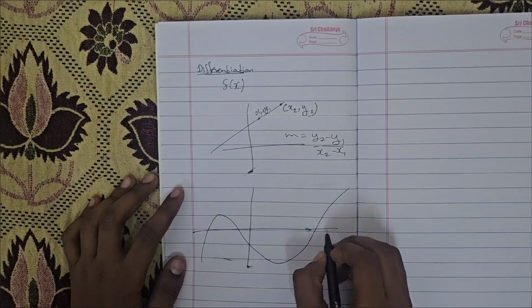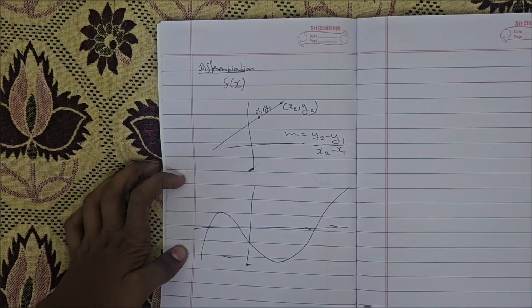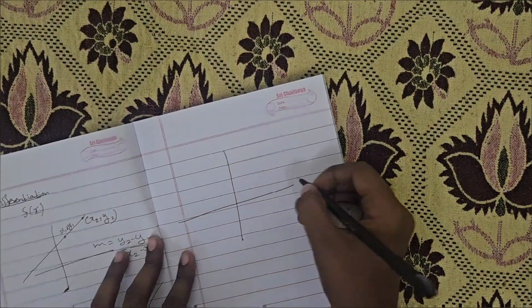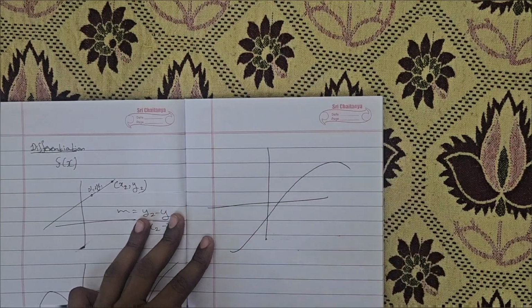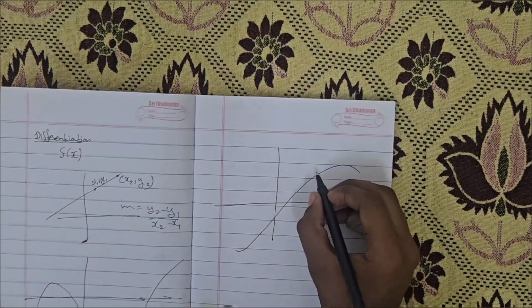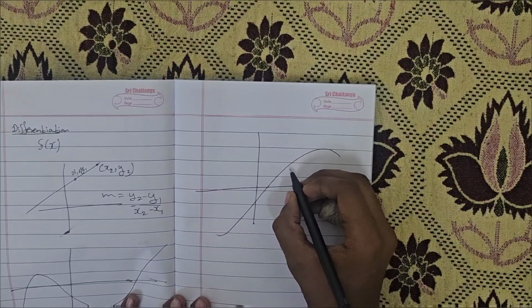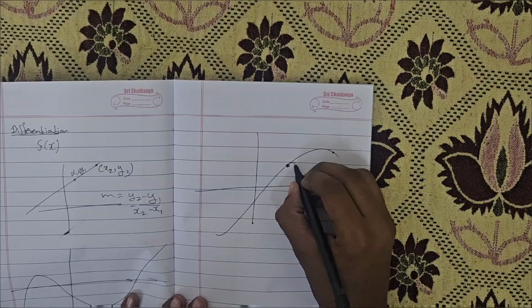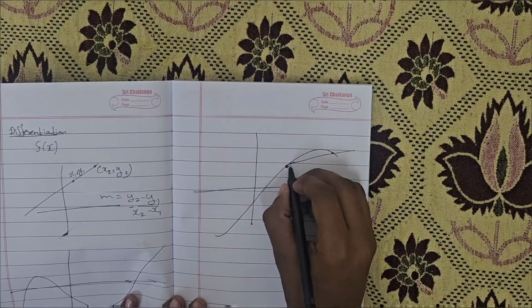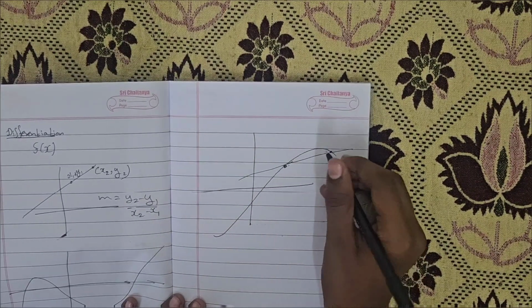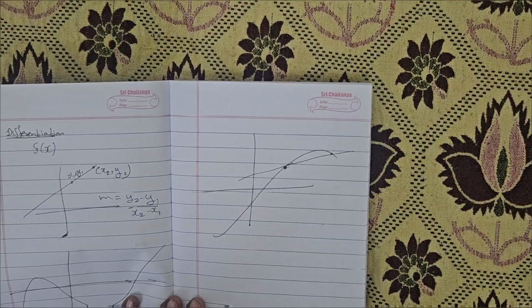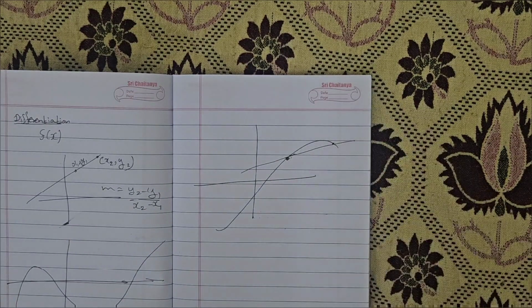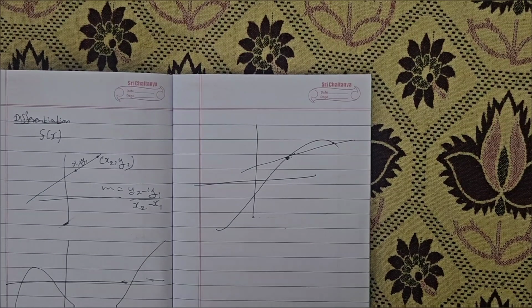Alright, now let me take another curve. This is a curve, so I'm selecting 2 points like here and here and drawing a line through it. And if I take 2 points and find the slope, I'm gonna get the slope for this line and not for this curve. So how do I find it?